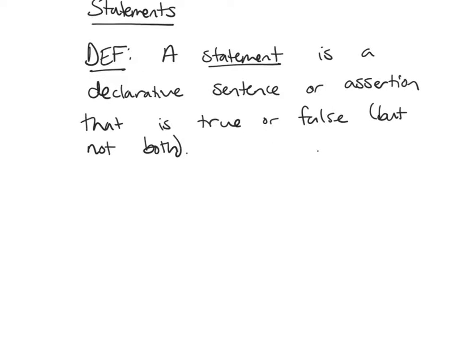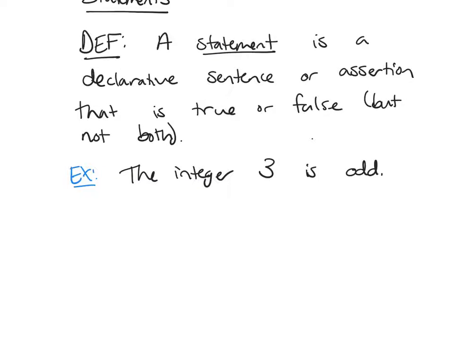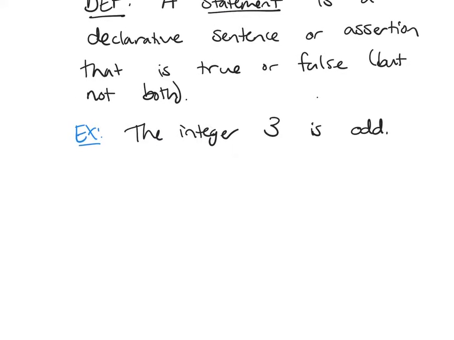So let's look at an example of a statement. Our example would be the sentence, the integer 3 is odd. In this case, this is an example of a true statement. 3 is odd.